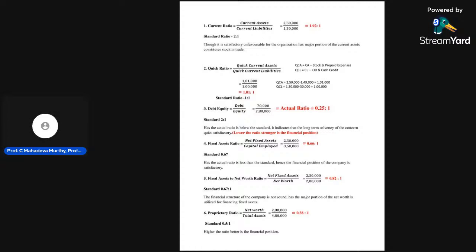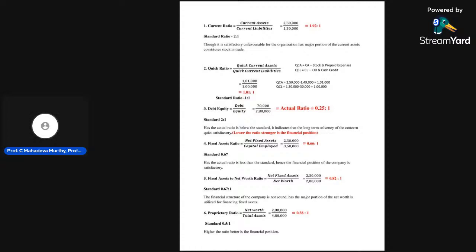Okay, that first ratio is over, the current ratio. Second one, quick ratio or acid test ratio. Quick ratio or acid test ratio is equal to quick current assets divided by quick current liability.